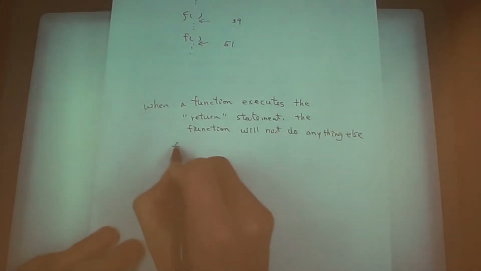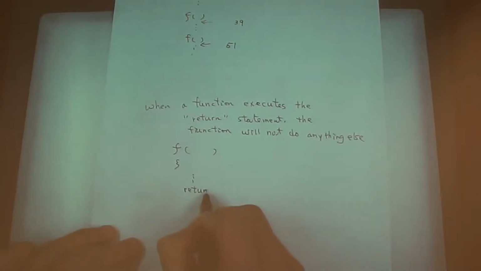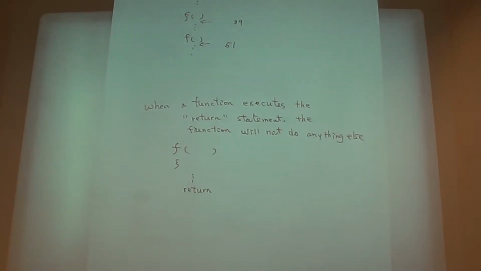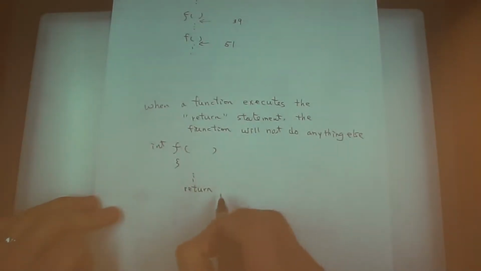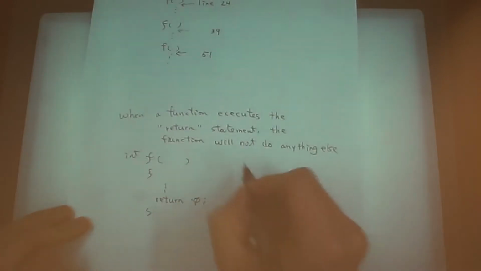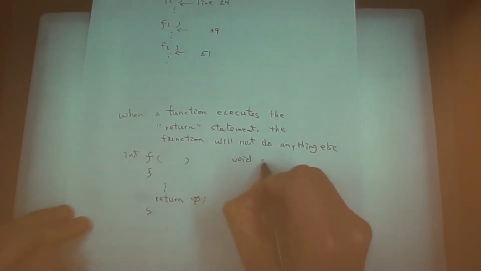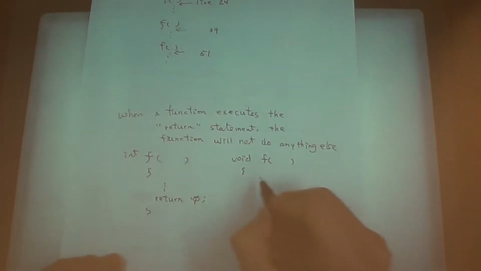If you have a function, somewhere you say return, and it depends on whether you return nothing or return an integer. If you have return integer here, you need to return an integer, a value. Let's say return 0, okay? If the function doesn't return anything, you can say void. That means the function does not return any value. Then you say return without anything after.